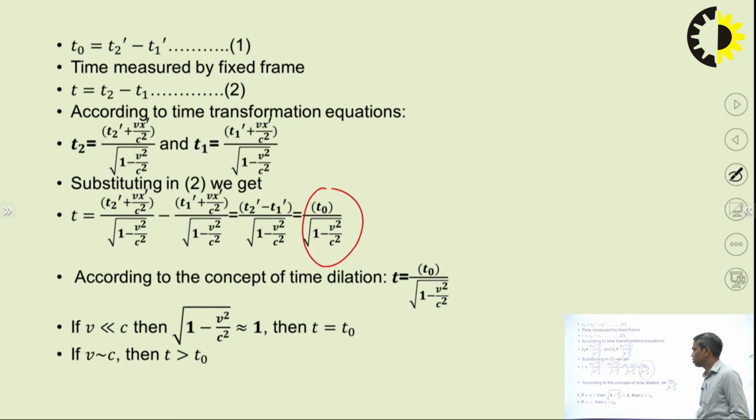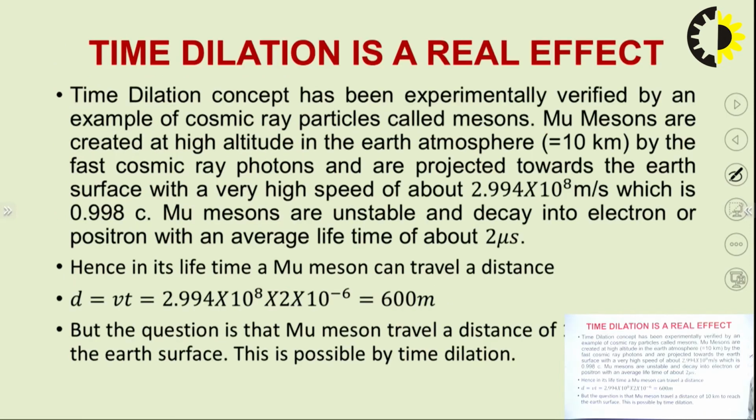T0 is proper time and T is non-proper time. Here the factor under root 1 minus V square by C square is coming in the denominator. So, the non-proper time will be greater than T naught. So, it is called time dilation, delay. Delay means time dilation, is expansion of time. These two are the fundamental applications of the special theory of relativity.